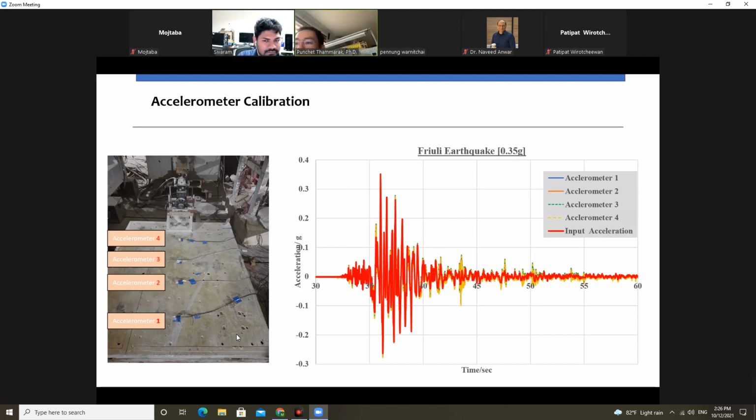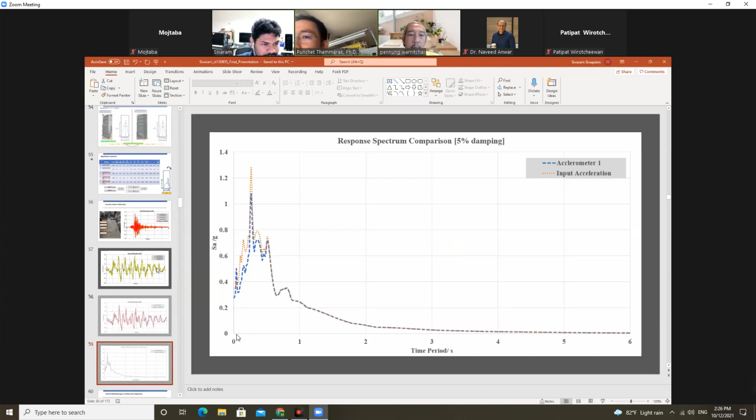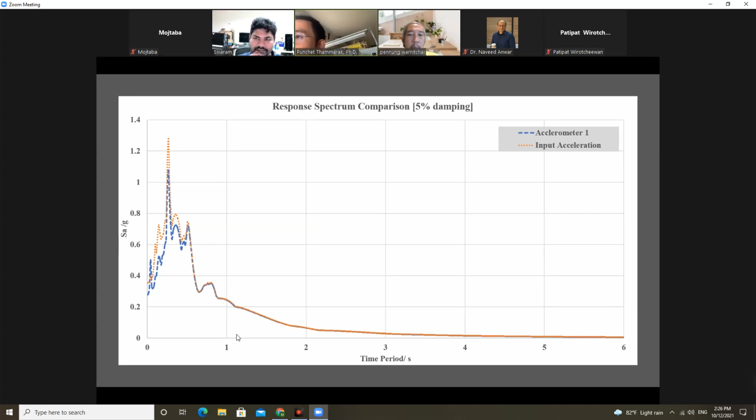Actually, you might also plot out the frequency domain response of this acceleration. It might be at some certain frequency that the accelerometer is not sensitive, so it cannot catch it, or it gives you the wrong reading. So this is the accelerometer. What is this? This is a response spectrum, 5% damping.